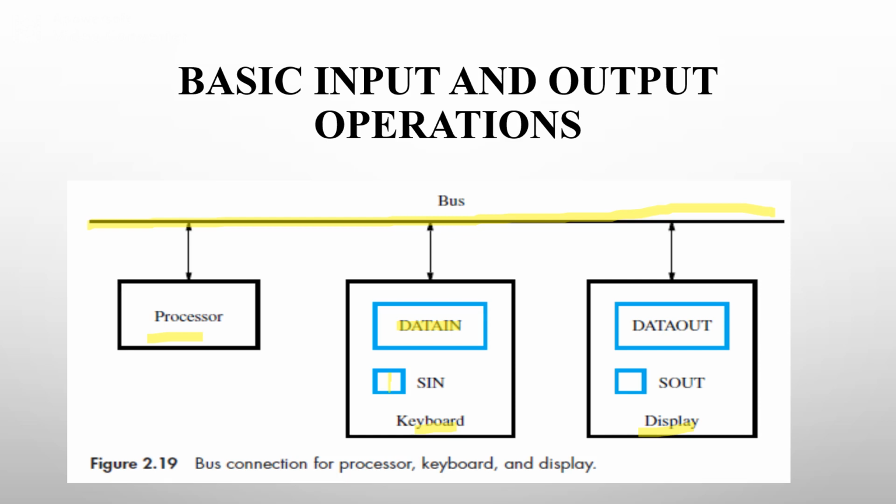Input from data in to R1, that means we copy the data into R1, some processor register. After that, once again we can write the information from R1, by considering the status flag bit S out. Branch to write wait if S out is equal to 0. Otherwise, we copy the value from R1 to the buffer register data out.